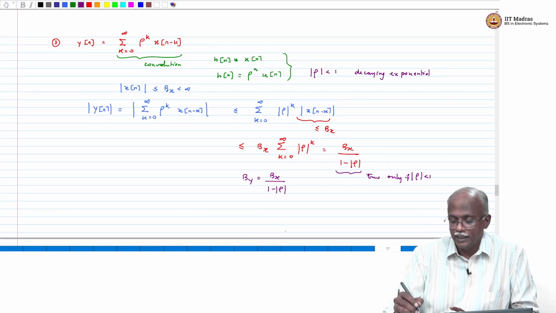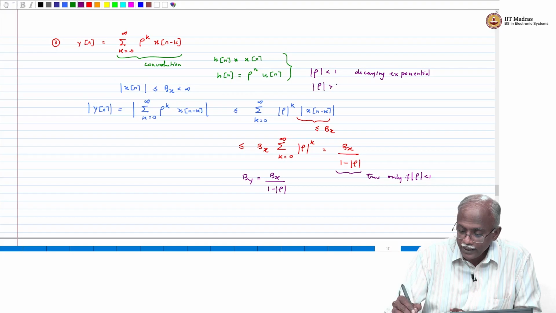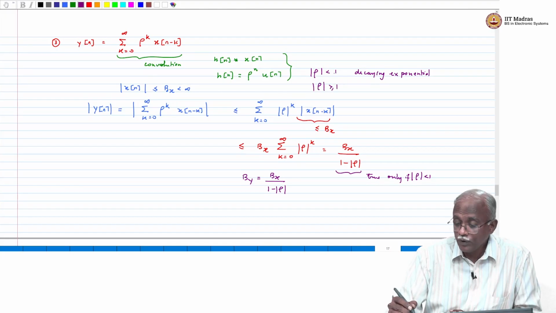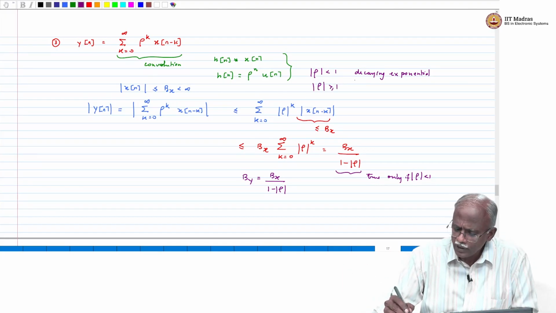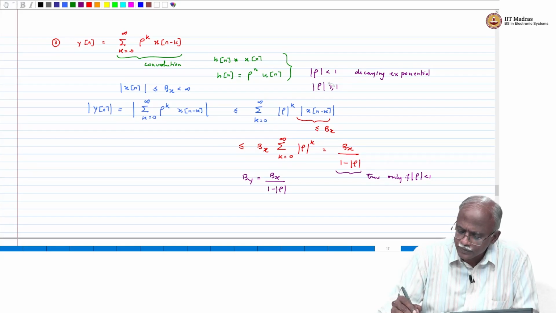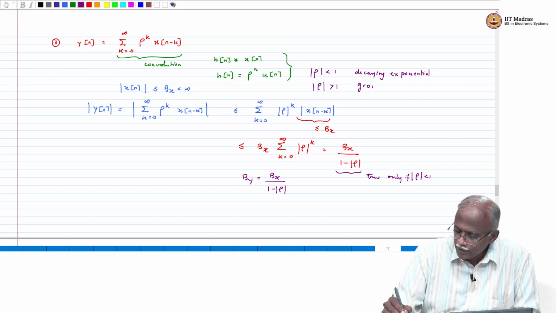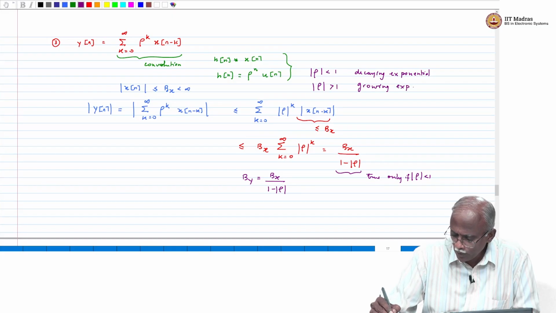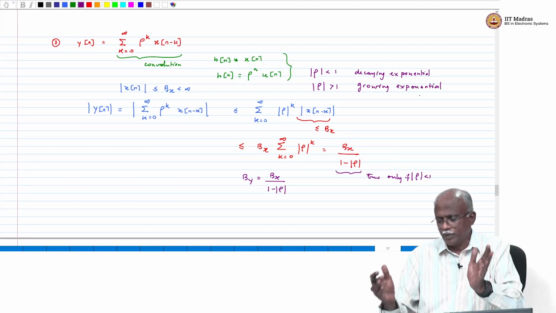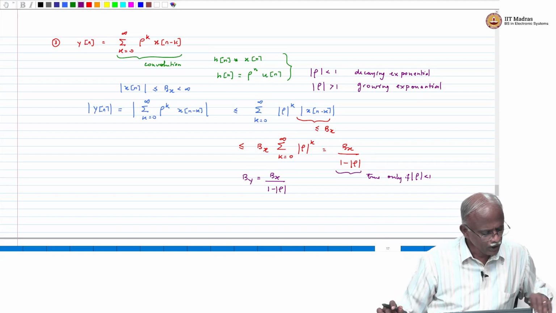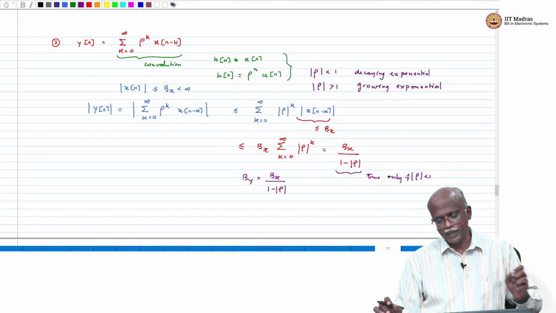On the other hand, if mod rho was greater than or equal to 1, then we get a growing exponential. It will eventually blow up, and therefore the output will not be bounded. We cannot get a closed form expression, we cannot get an upper bound, and therefore that is the limit of what we have.